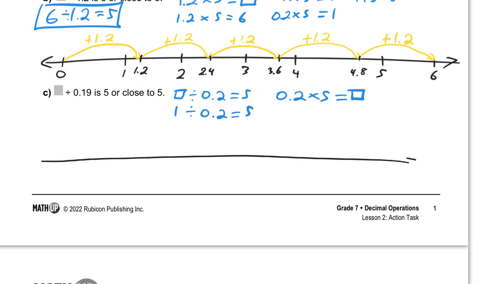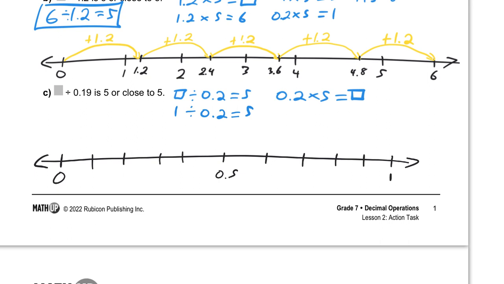We're going to make our number line. We're going to have 0 at this side on the left, and we're going all the way to 1, right? Because we're taking 1 and we're dividing it into 0.2. So let's mark out our tenths again. Here's 0.5. Here's 1, 2, 3, 4.